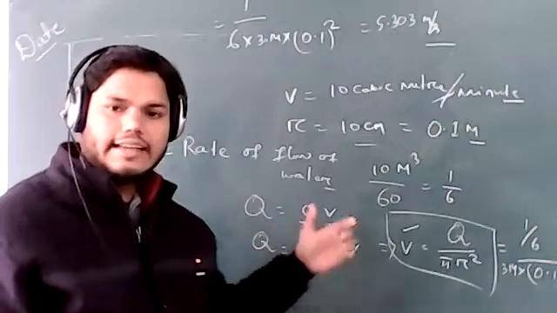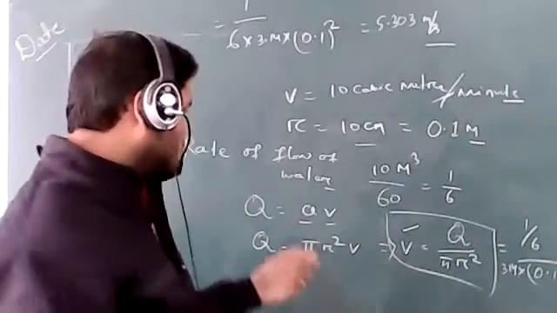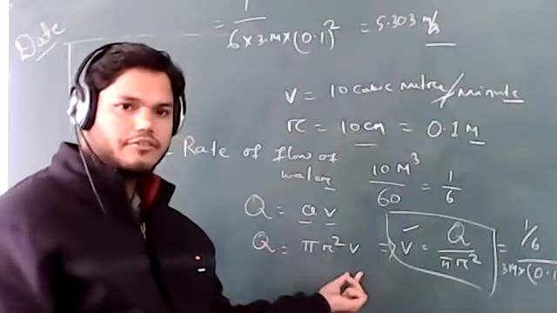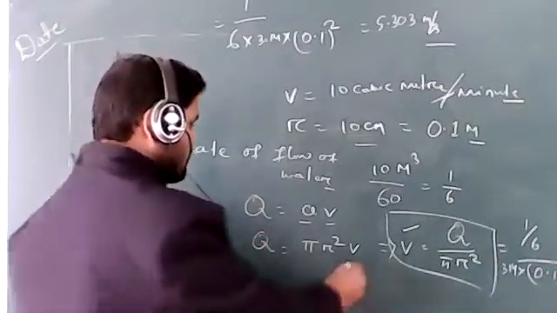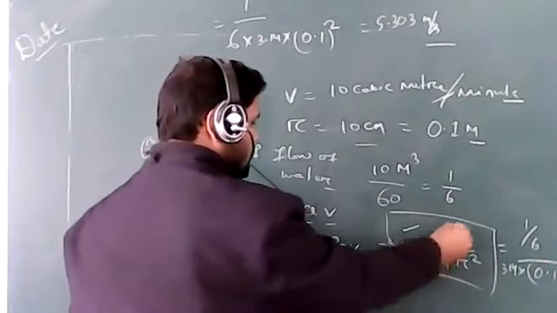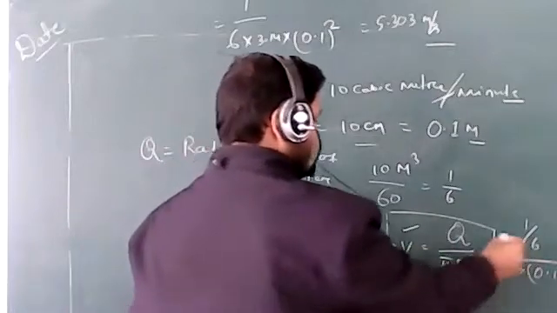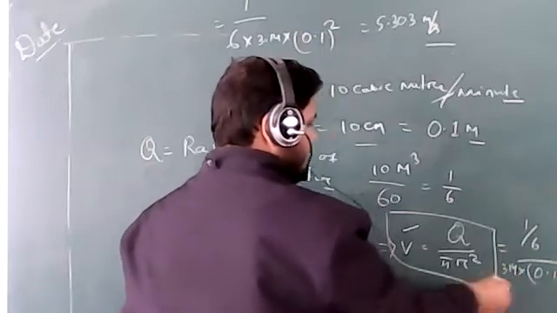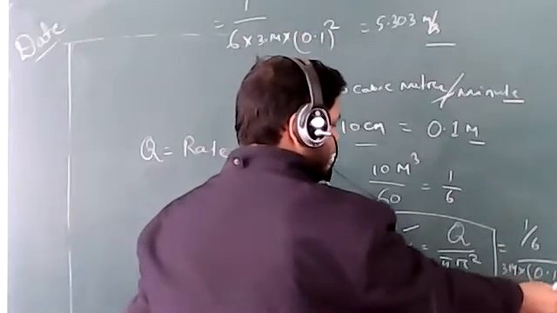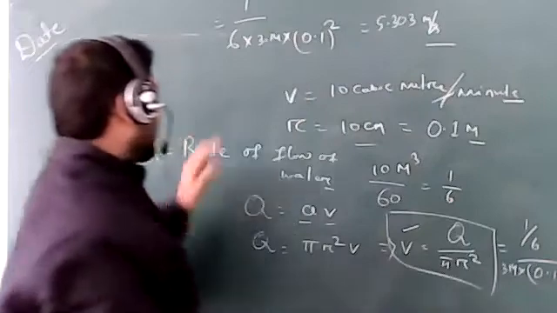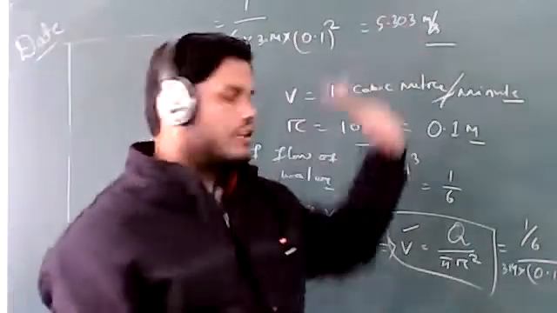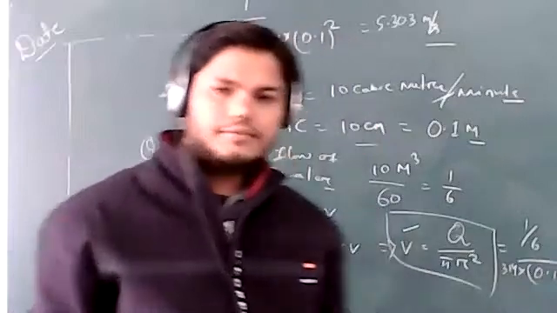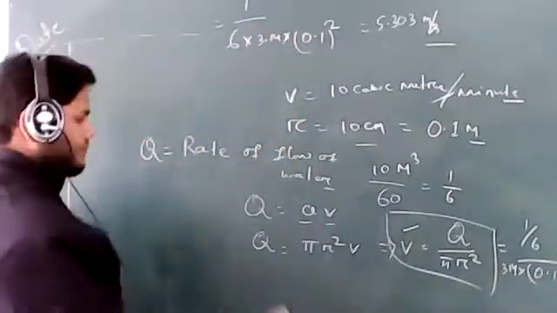Q equals area into velocity. Area means pi r square, into velocity v. So you can find v equals Q upon pi r square. The Q value is 1 by 6, which I have already found, and pi is 3.14 into 0.1 square. So the value comes to 5.303 meter per second. This is the type of question. Let's solve another numerical.